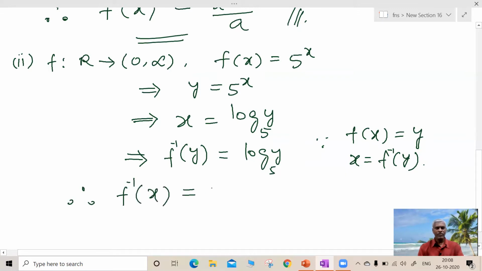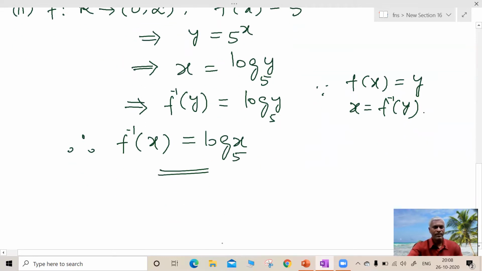That is, in place of y we again write x. So this is the inverse function of the given one.